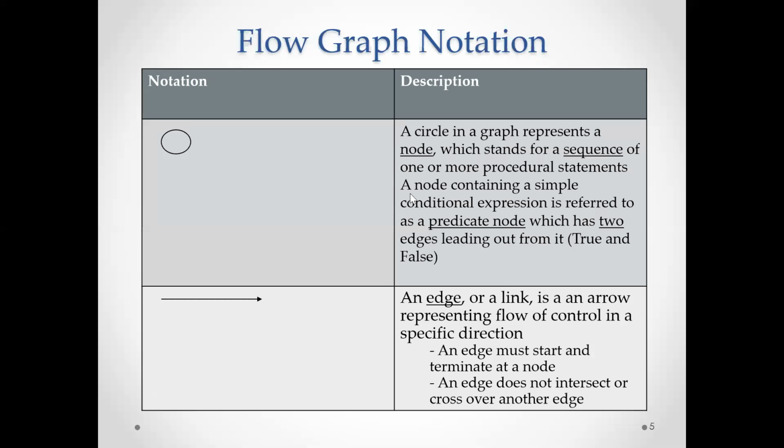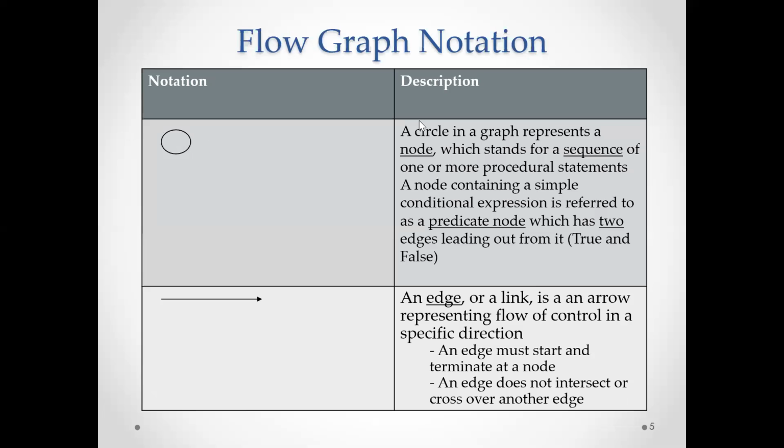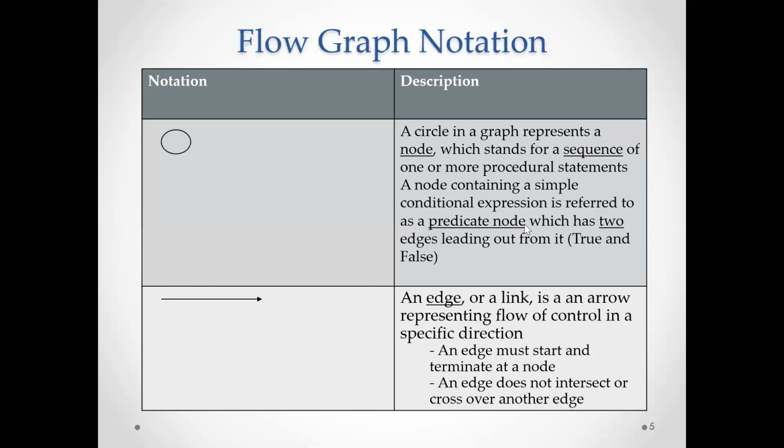Second thing: everything is one and the same, only the representation has changed. You see here, a circle is the representation of a node, which stands for a sequence of one or more procedural statements. Understanding it? One or more procedural statements, like 0 to 1, is one procedural statement. After 0, the next statement is executed. But there is always a possibility of going to execute statement 2 or statement 11 based on the decision that you are making. That we call a predicate node. Predicate is nothing but where the condition will be verified.